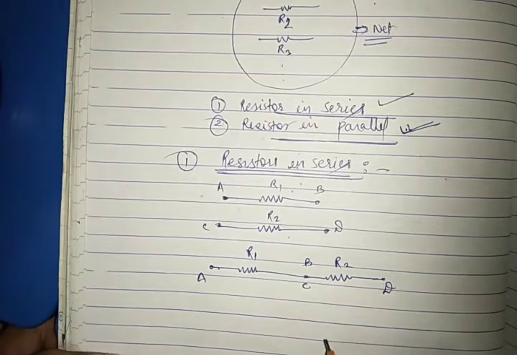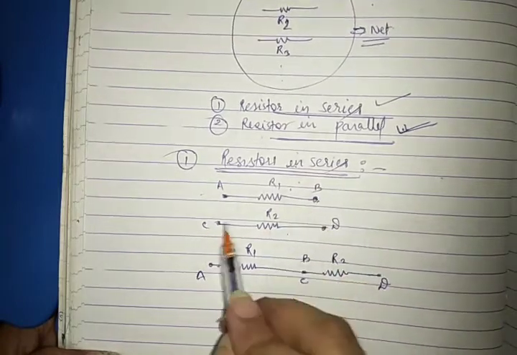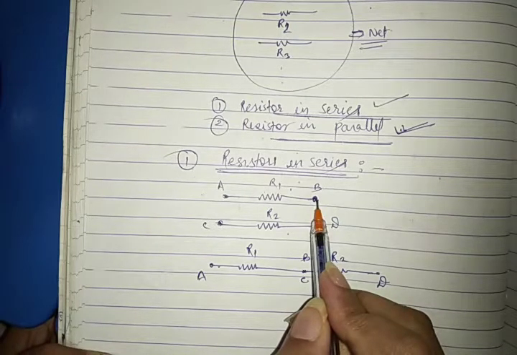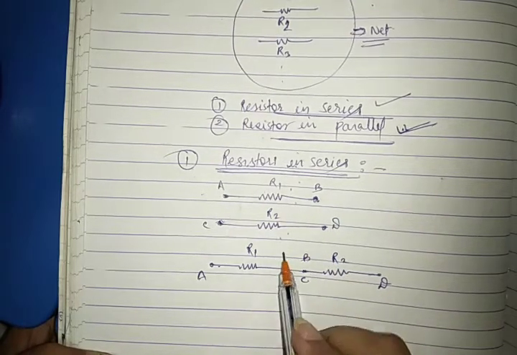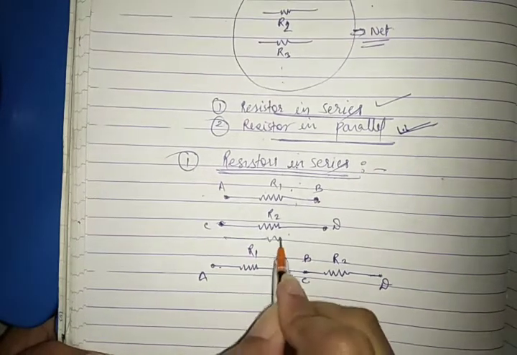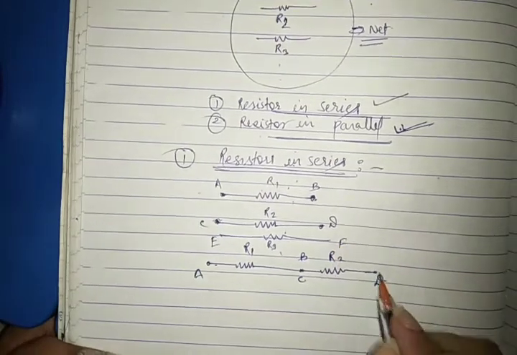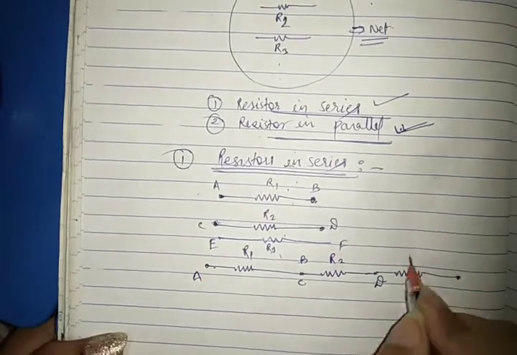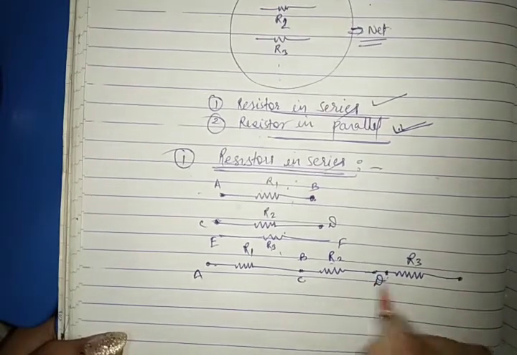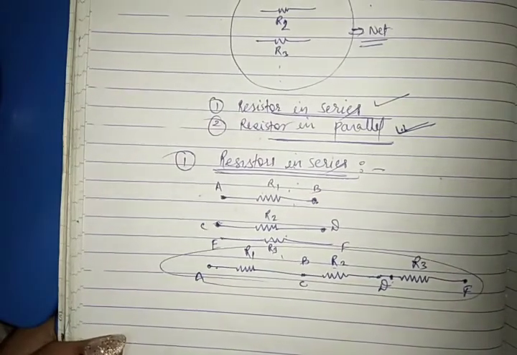This means when two or more resistors are connected end to end, this is one end of R1, this is one end of R2, then they are said to be in series. If you have one more resistance R3 with points E and F, and point E is connected to the other end D, and this point will be F, this type of arrangement is known as resistors in series.